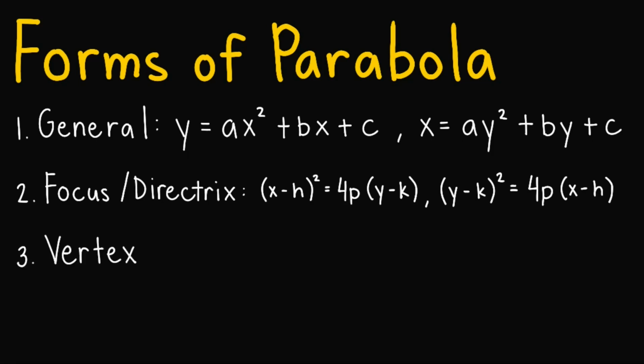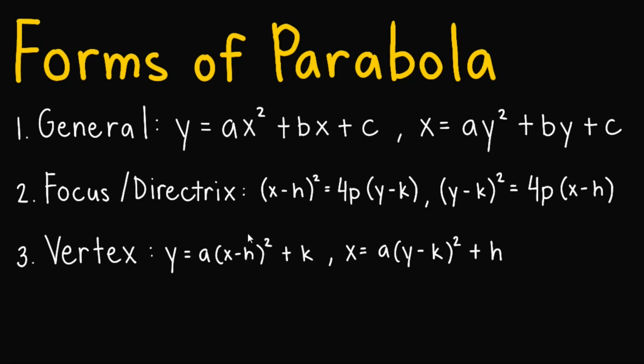The real vertex form is given by y equals a times x minus h squared plus k, or x equals a times y minus k squared plus h, wherein the vertex is given by this one. This is the vertex. By the way, the reason that this one is called the focus or directrix form is that p out here, the focal distance, is mentioned. So given this form, we can easily obtain the focus and directrix just by adding p or subtracting it.